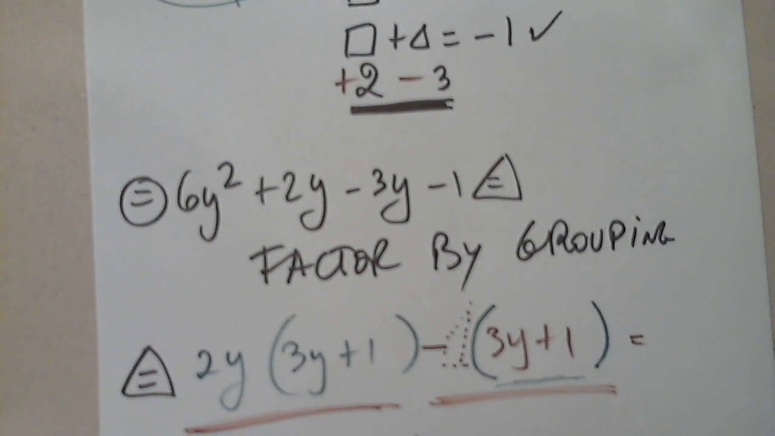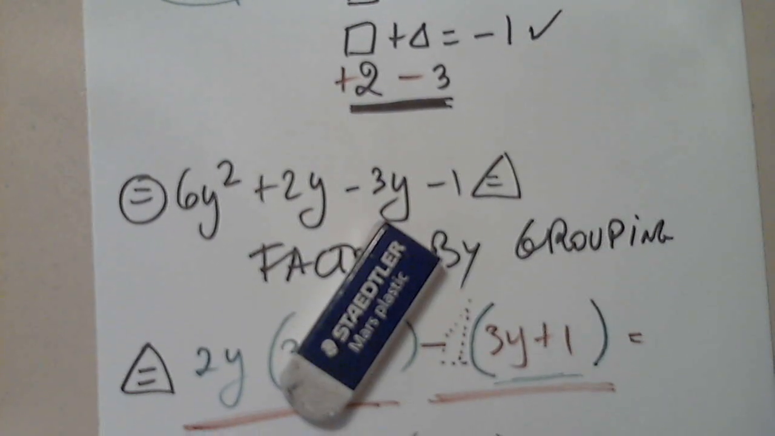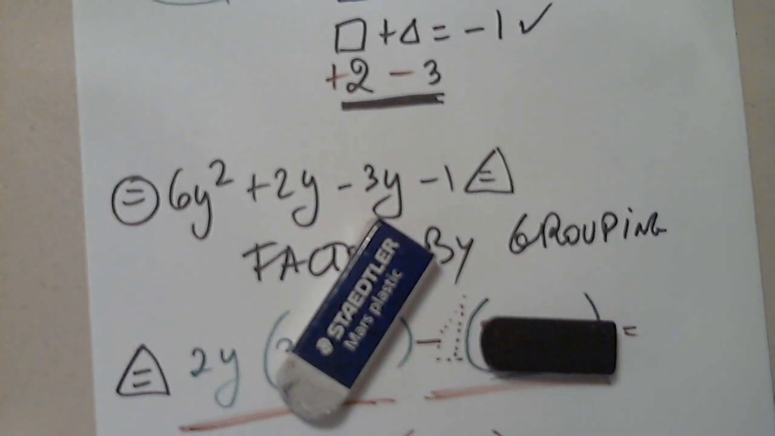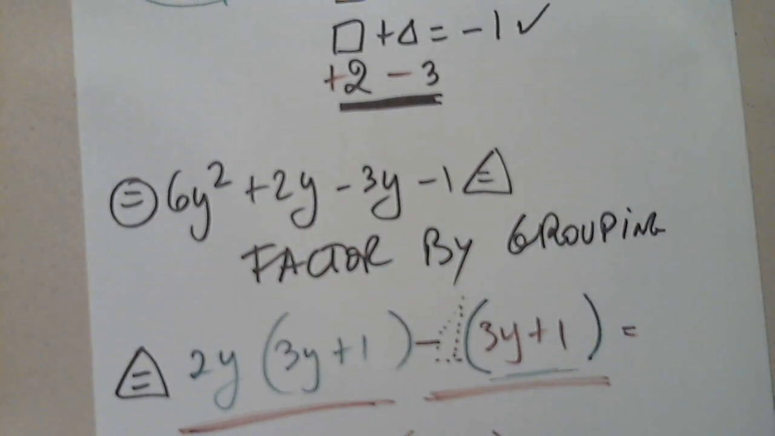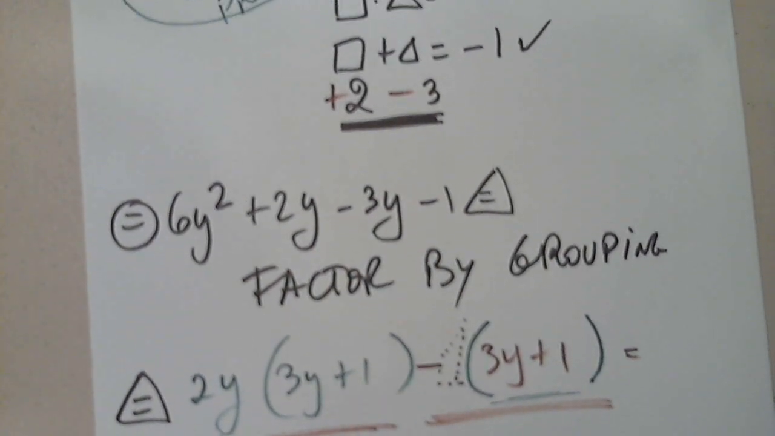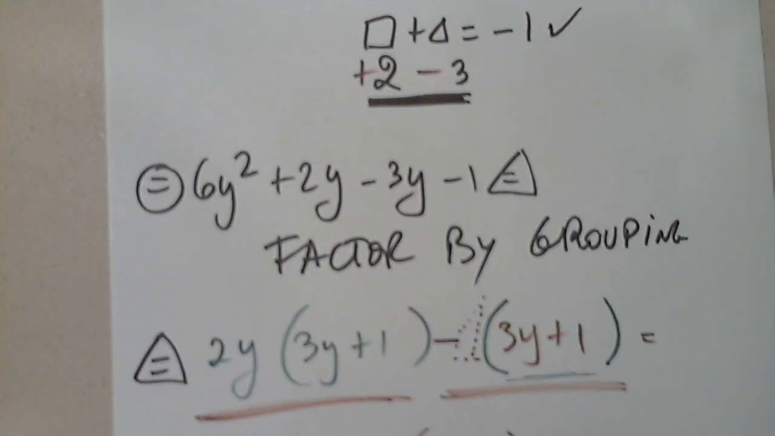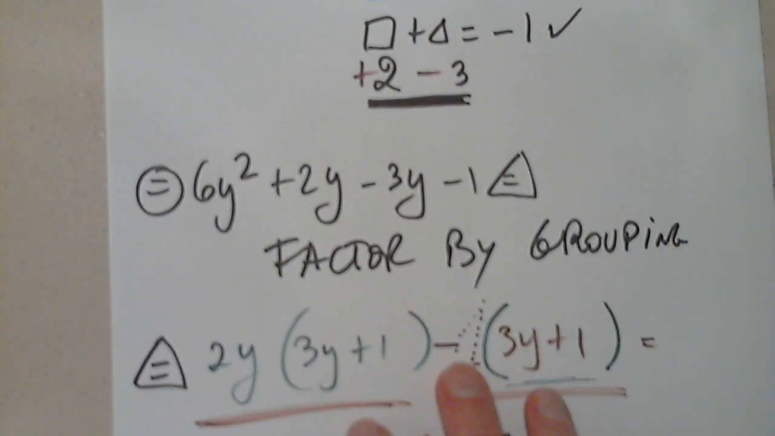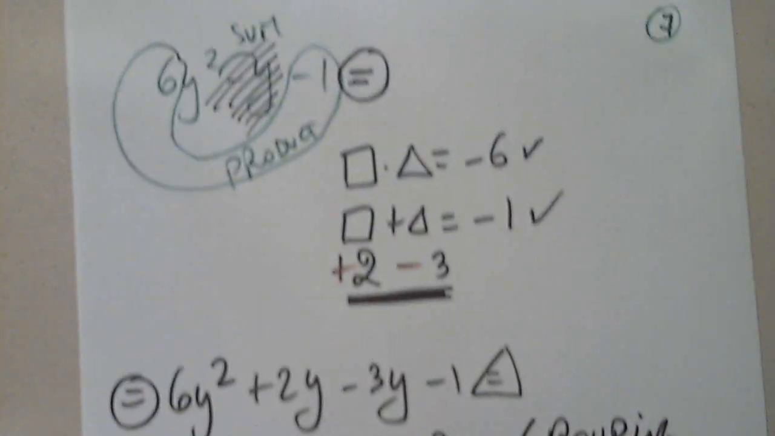And what is left once we take this out? I have my props, as you see. 2y minus 1. That's it. It takes 5 seconds to check. 3y times 2y, 6y squared. Negative 3y plus 2y is negative y. And positive 1 times negative 1 is negative 1.